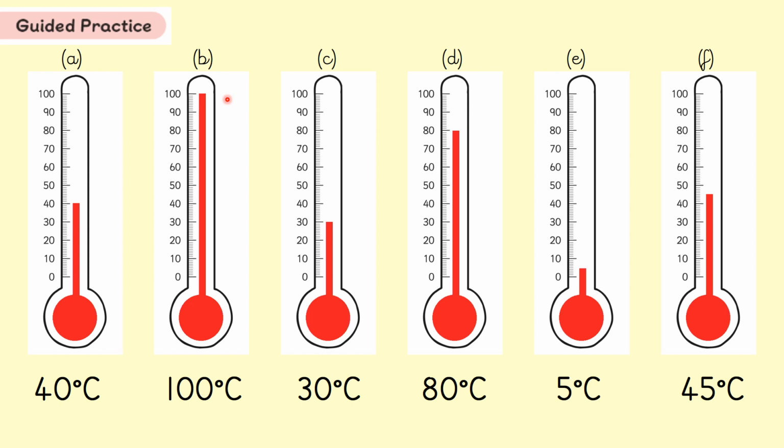Well done if you remembered that that is the temperature that water boils or turns to steam. Question C, this thermometer shows 30 degrees Celsius. D, this thermometer shows 80 degrees Celsius. E, this thermometer shows about 5 degrees Celsius. And F, this thermometer shows about 45 degrees Celsius. E and F were particularly hard to read. So don't worry if you said something similar to 5 or similar to 45.